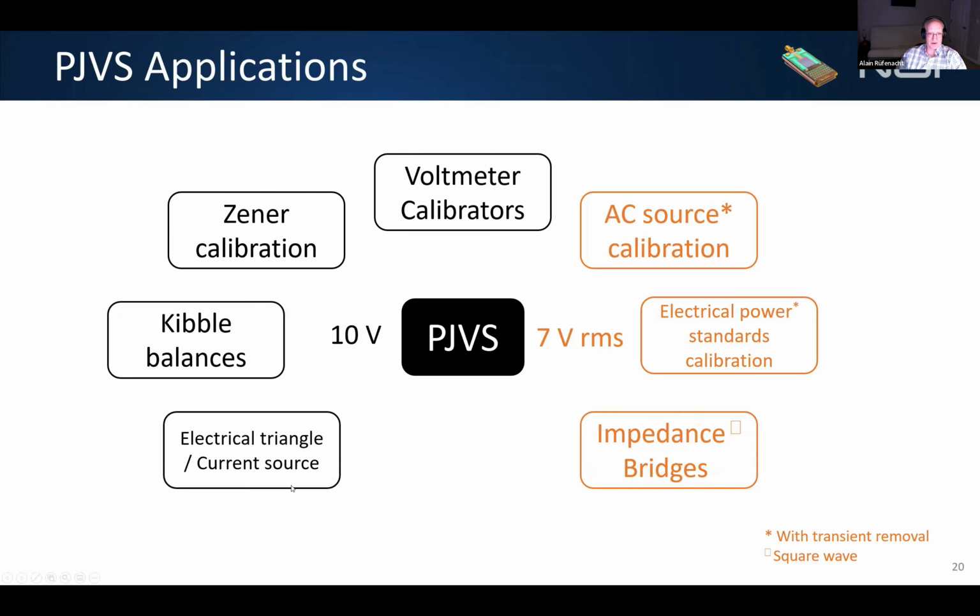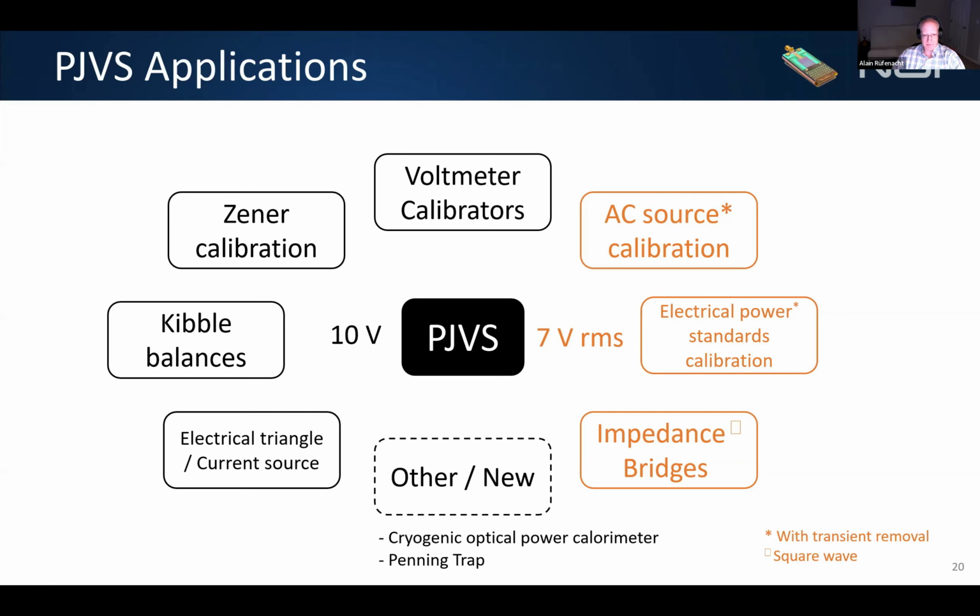There is the electrical triangle and current source. We try to close the triangle with a CT pump or other current source, programmable effect, and PJVS. And there are also other new applications, and I would like to just mention two that we saw at CPEM in 2022 in New Zealand. One was about adding a JVS chip on a cryogenic optical power calorimeter. Those calorimeters use an optical-to-electrical substitution method, and they already use a cryogenic device. Just adding the PJVS on the cryostat didn't add much, but simplified their traceability in order to do the electrical substitution.